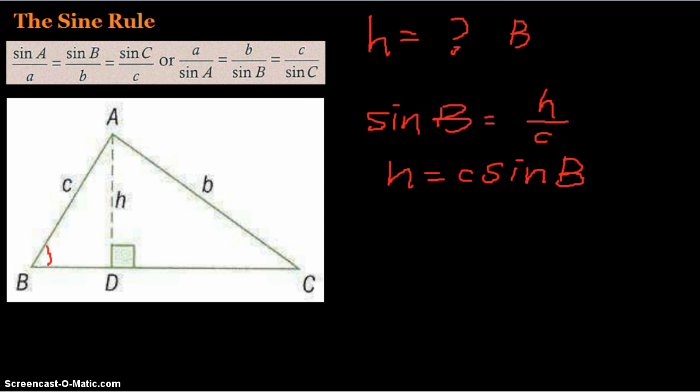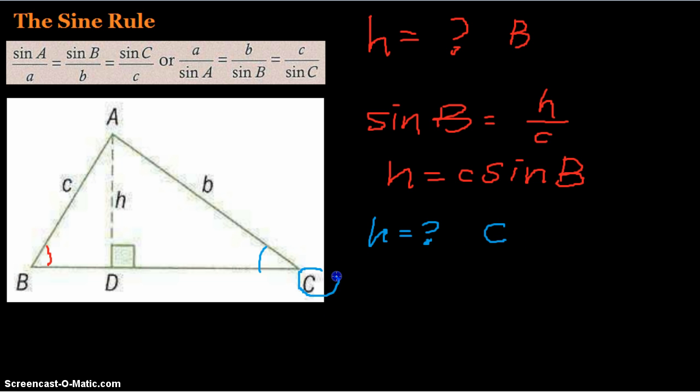Alright, now let me change to blue. Now we are going to do the same thing, but this time for triangle ADC. So we'll be looking at angle C over here. Again, do the same thing. What is h going to be if we use the angle C to help us out?